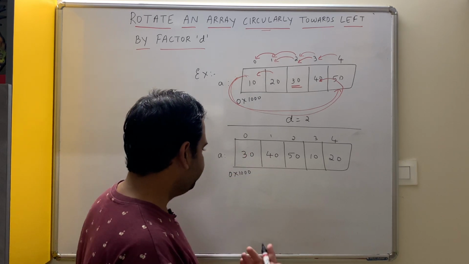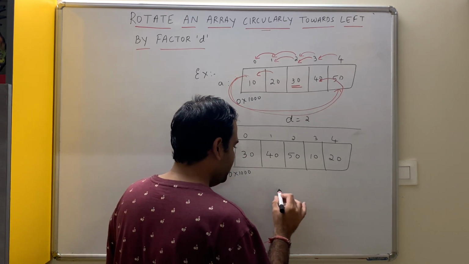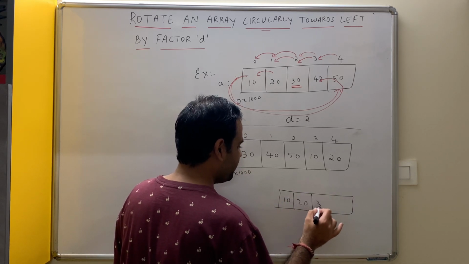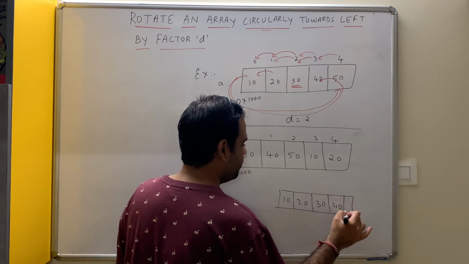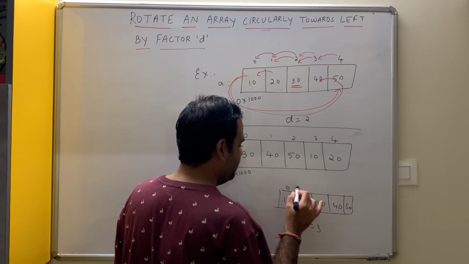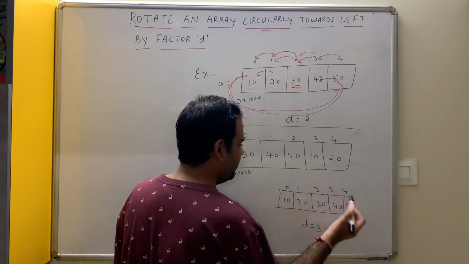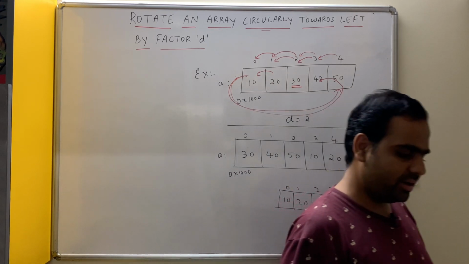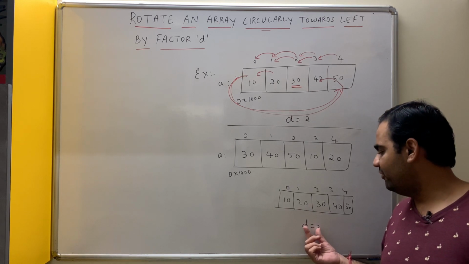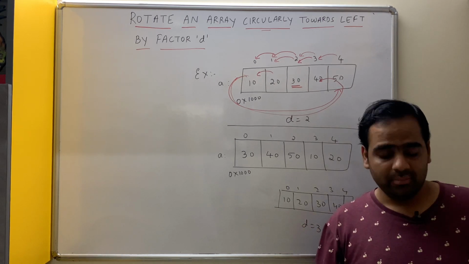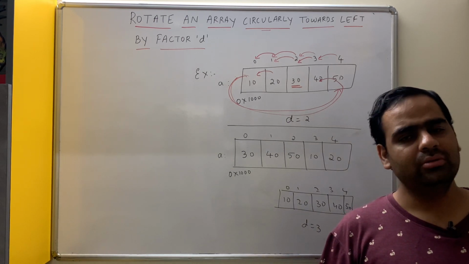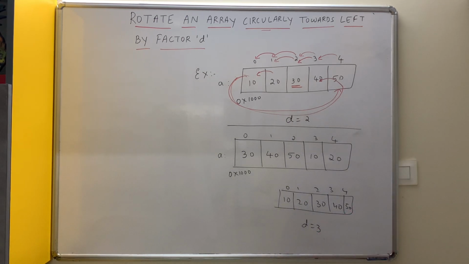Now similarly, you try to do it yourself. If the array is 10, 20, 30, 40, 50 and the rotation factor is d is equal to 3, write down the rotated array. Everyone, write down the rotated array and note on your paper how you rotate towards the left by factor 3. Is that okay? Please pause the video and make a note of it. Then we will see how we solve this problem.